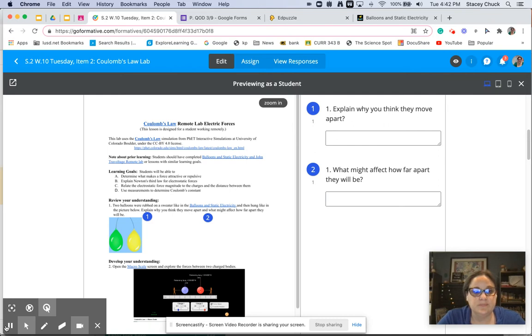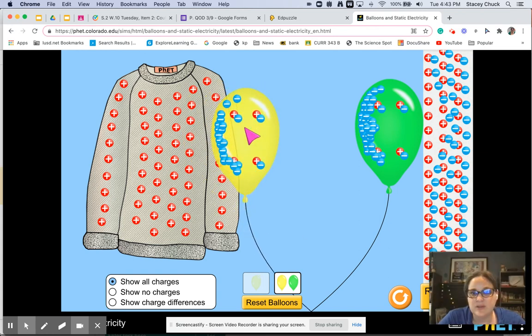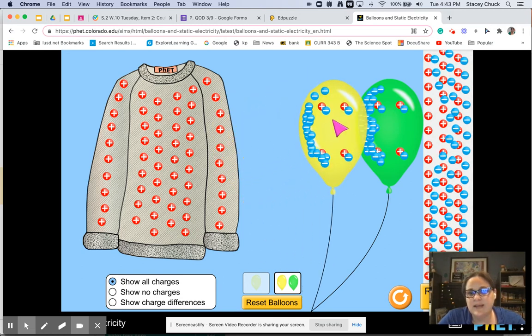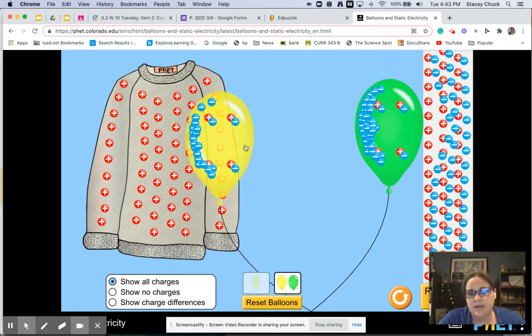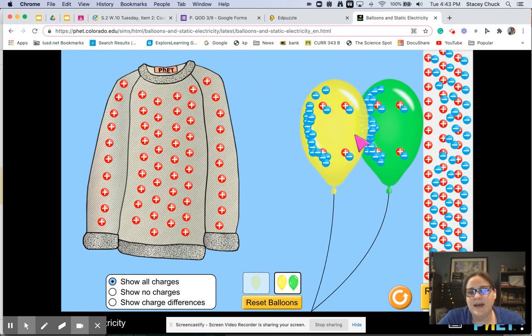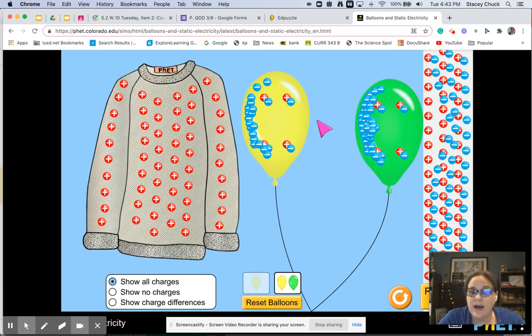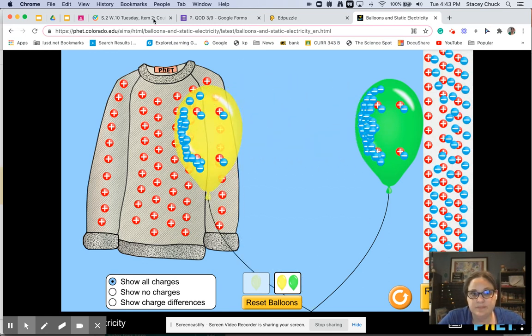Okay, number 1. In the first question, it asks you to think back to the balloon and static electricity lab we did. Now, if I open that simulation and take a look, in this picture, I have 2 balloons and I've charged both of them with the sweater. If I try to get this one to go near that one, it makes it kind of go away. Now, you're not being asked to determine whether or not they'll go apart, but why they're going apart.